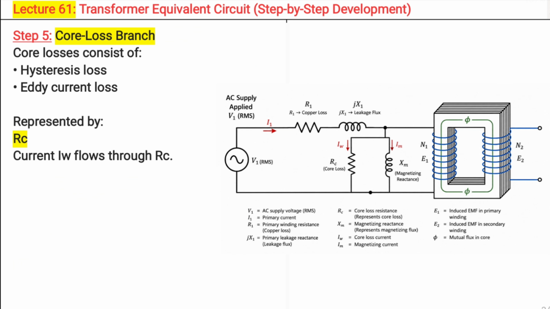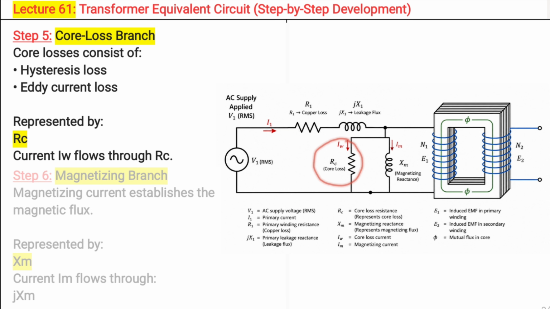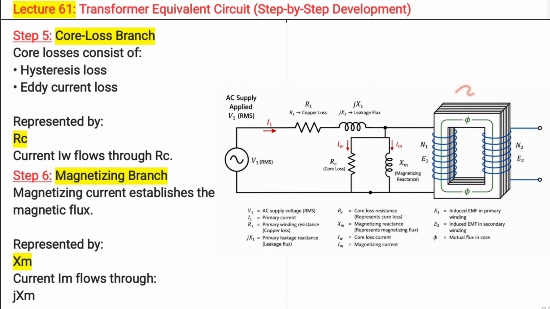Now, step 5 is to add the core loss branch. Core losses, which are simply hysteresis and eddy current losses, are basically heat losses, and they are represented by the element RC like this. The magnetizing component is establishing the flux in the core, and it is represented by magnetic reactance just like this. Similar to previous, the magnetic reactance drop is out of phase with the current, therefore it is represented by the operator j.